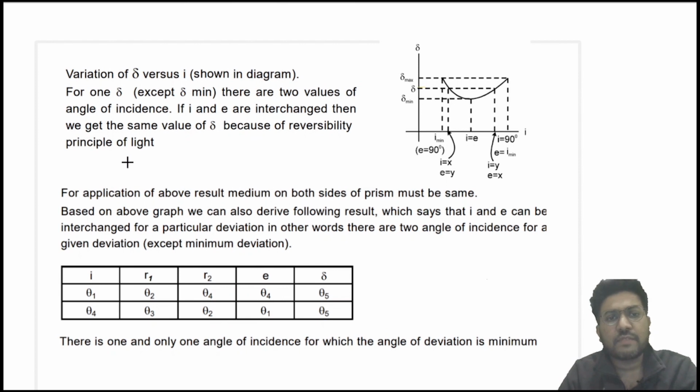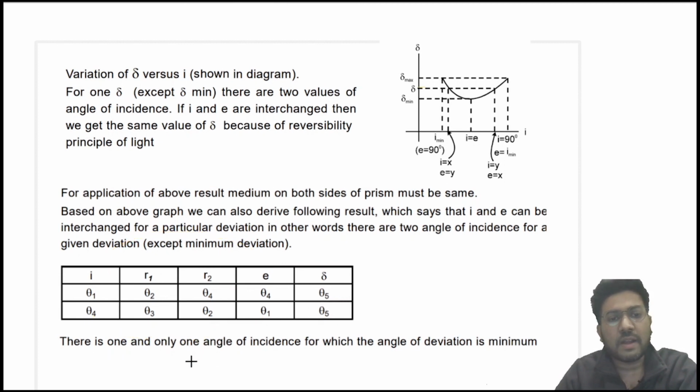We get the same value of delta because of the principle of reversibility of light. For application of the above result, the medium on both sides of the prism has to be the same. This is obvious. So based on the above graph, we can derive the following result, which says that I and E can be interchanged for a particular deviation. In other words, there are two angles of incidence for a given deviation except the minimum deviation, right? So if I is theta 1, R1 is theta 2, R2 is theta 3, E is theta 4, and delta is theta 5, then when I and E are interchanged, delta will also be theta 5.